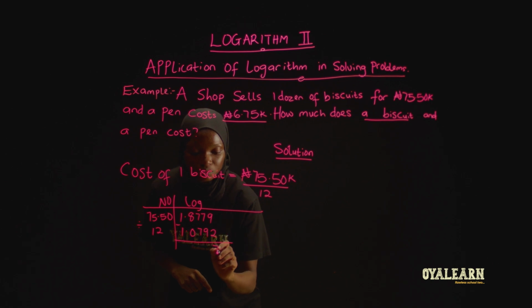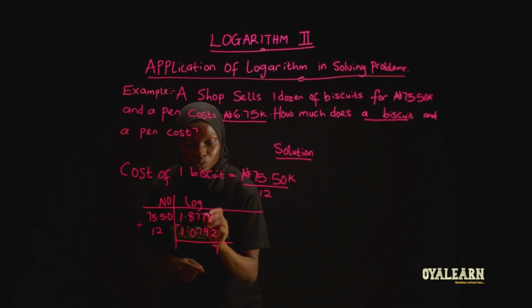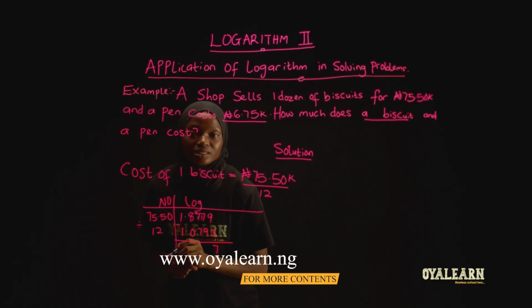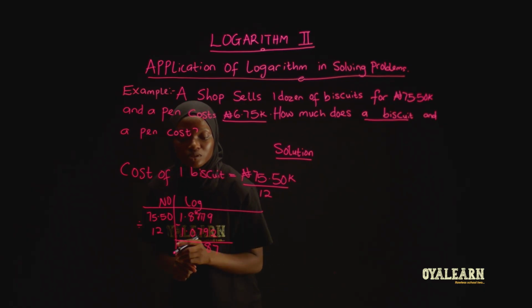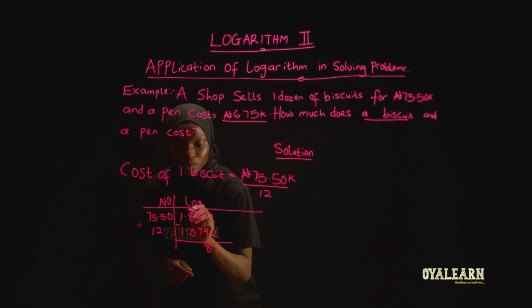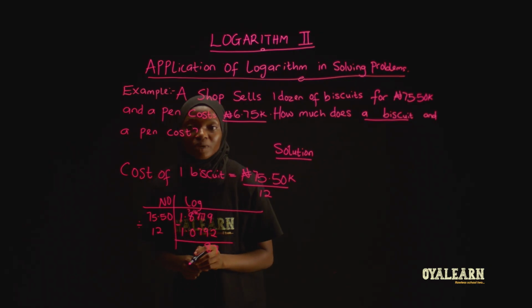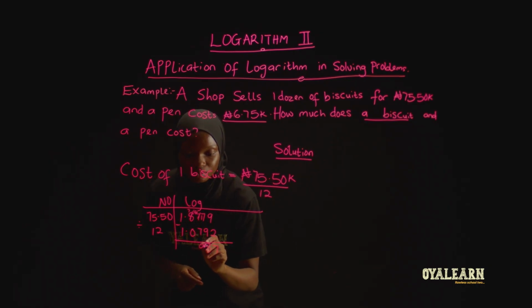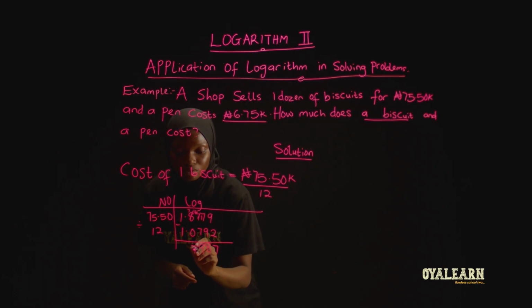9 minus 2, 7. Once they get 9 from 7, that's not possible. Borrow 1 from 8, this becomes 6, this becomes 17. 17 minus 9, that gives us 8. Once they get 7 from 6, it's not possible. We borrow 1 from 8, this becomes 7, this becomes 16. 16 minus 7, we have 9. 7 minus 0, 7. 1 minus 1, 0.